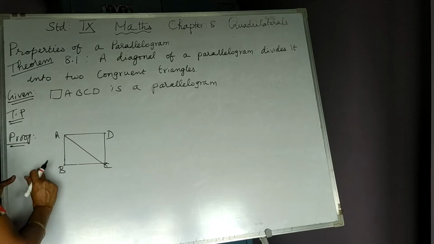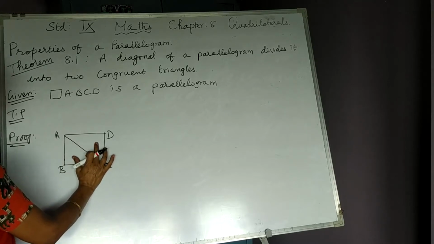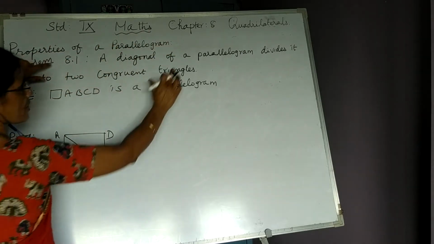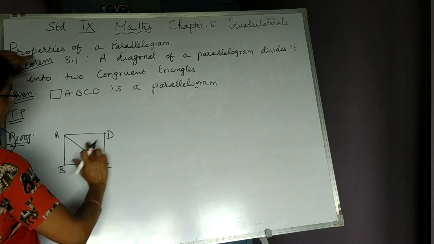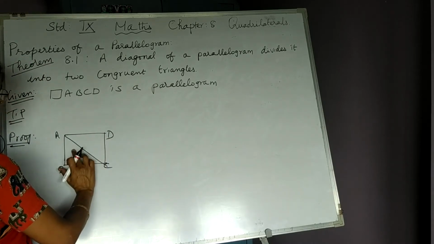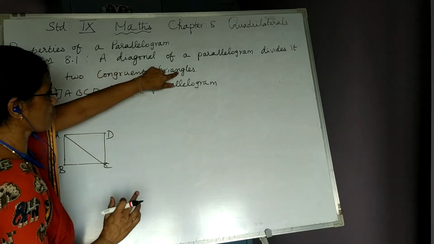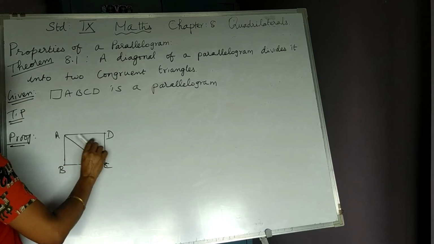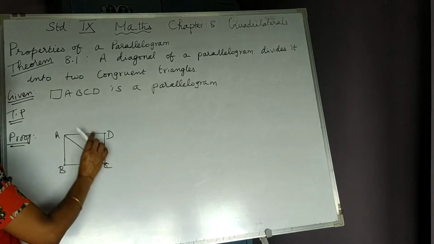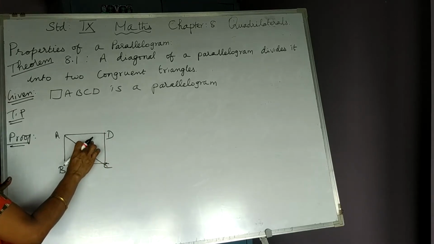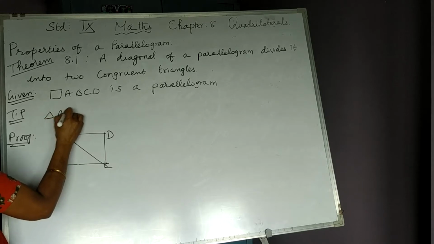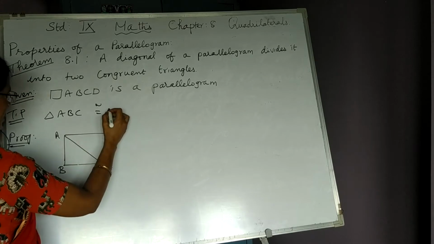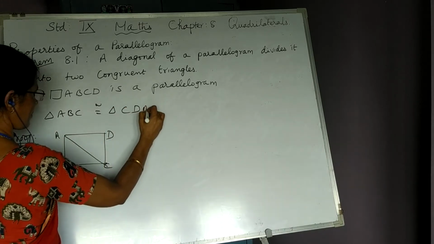Now we have to show these two triangles are congruent. So let us understand the statement again. A diagonal of a parallelogram, which is the diagonal we have drawn, AC. ABCD is a parallelogram. So this diagonal divides the parallelogram into two congruent triangles. So we are supposed to prove these two triangles are congruent. So to prove: triangle ABC is congruent to triangle CDA.